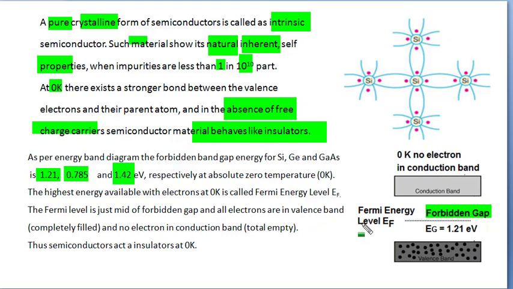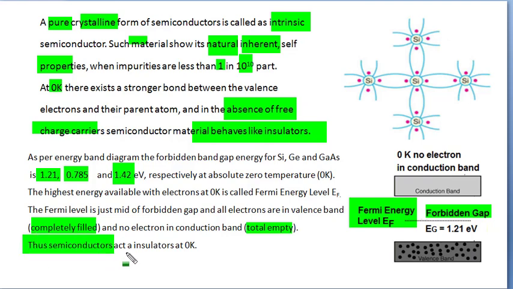Now the highest energy which an electron can have at 0 Kelvin is called the Fermi energy, and this Fermi energy is just midway between this forbidden gap. So all electrons have to remain in the valence band only, so it is completely filled and there is no electron in the conduction band, that is totally empty. So again, due to the absence of electrons in the conduction band, or due to the absence of free electrons, the material behaves like a perfect insulator at 0 Kelvin.